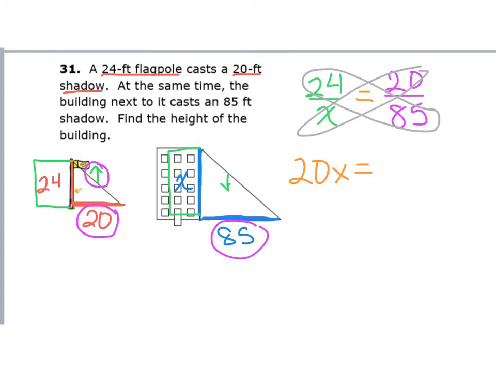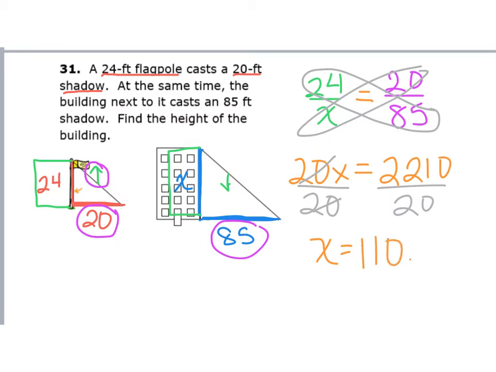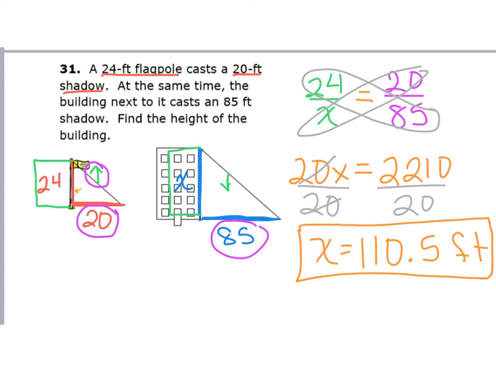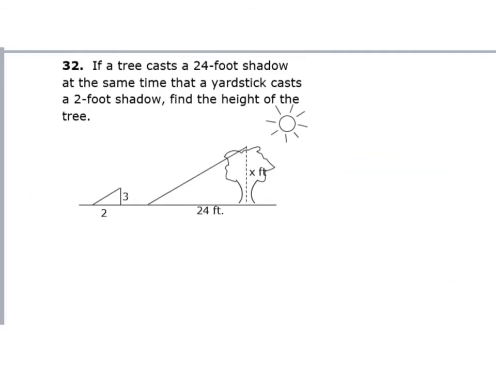24 times 85 is 2,210. Okay, and then I will divide that by 20, which leaves me x equals 110.5. And then my units, if I look, everything is given to me in feet, so this will also be in feet. So that building is 110.5 feet tall.